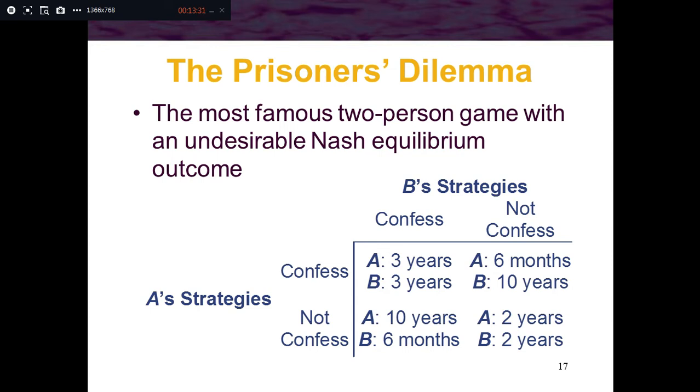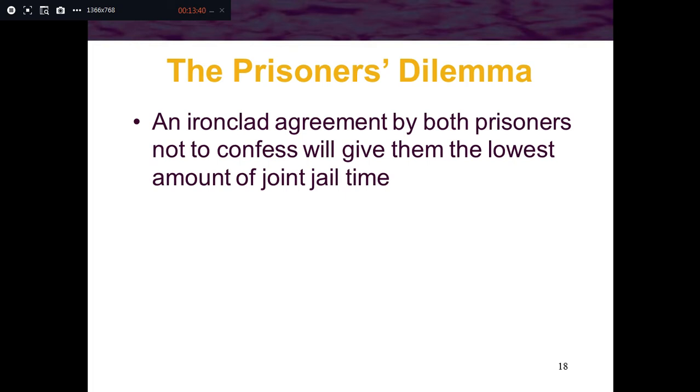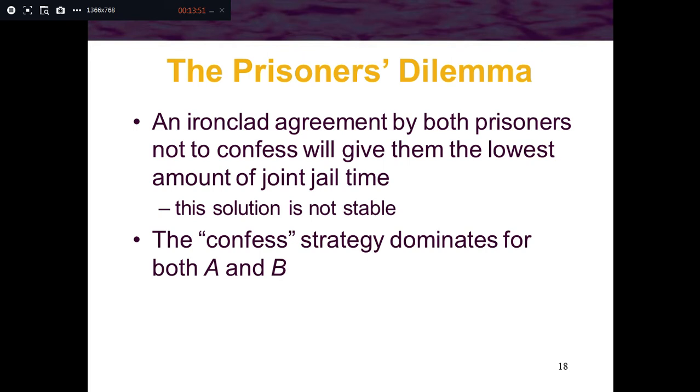An agreement by both prisoners not to confess will give them the lowest amount of joint jail time, but this solution is not stable. The confess strategy dominates for both A and B, so this strategy constitutes a Nash equilibrium.